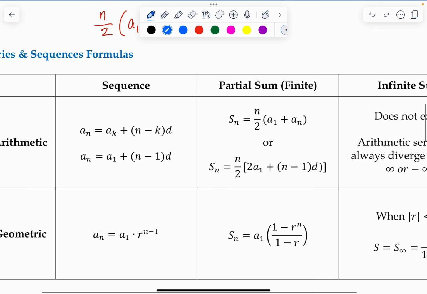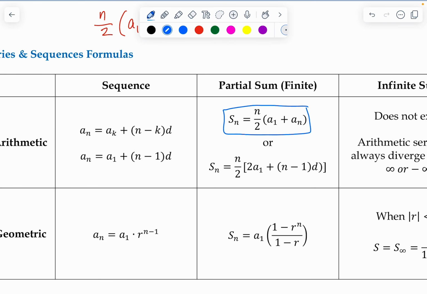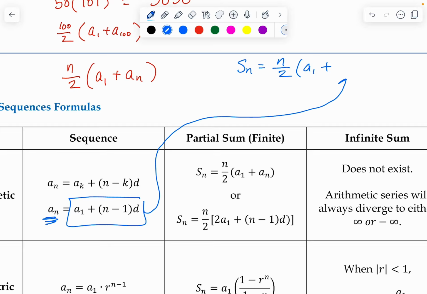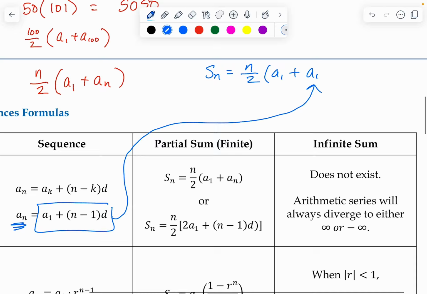And the one we just came up with is S sub n. So the sum of n terms is equal to n over 2 times a sub 1 plus a sub n. Now, let me show you how we get to this next part. If I take S sub n equal to n over 2 times a sub 1 plus a sub n, I can say a sub n is equal to this. If I plug it in here, I end up getting a sub 1 plus n minus 1 times d. And I can clean this up a tiny bit. I have an a sub 1 plus an a sub 1, which is 2 a sub 1, plus n minus 1 times d.